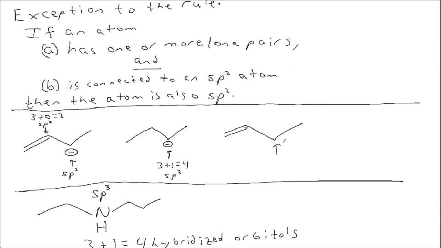So let's work on this carbon. Is this carbon attached to any sp2 atoms? Yes. It's attached to this sp2 atom. Does this carbon have any lone pairs? No. So the exception does not apply. Notice the key word here is and. The exception only applies if both of these things occur. So we're just going to use the rule for hybridization here. So let's practice that. According to the rule for hybridization, what should be the hybridization of this carbon? sp3.